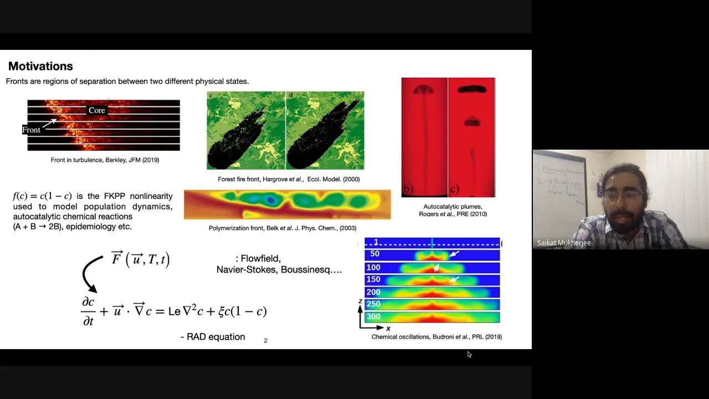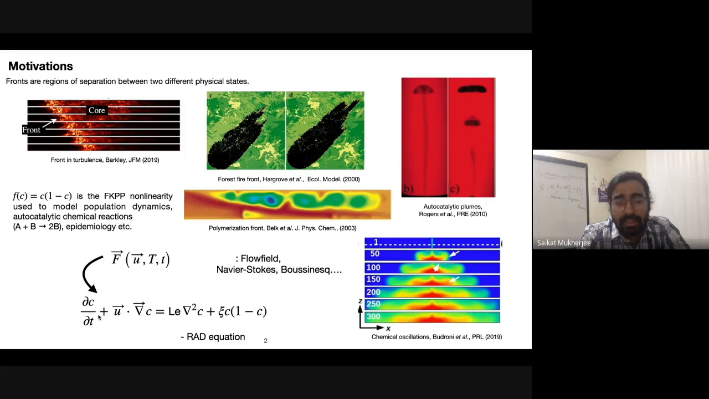In general, front propagation is modeled using an equation called the reaction-advection-diffusion equation. Suppose you have a flow field, where this function is your flow field, a variation of the Navier-Stokes equation, the Boussinesq equation, whatever. This flow field is coupled with the reaction-advection-diffusion equation through this coupling term, the advection. Now C again is the concentration of your species.